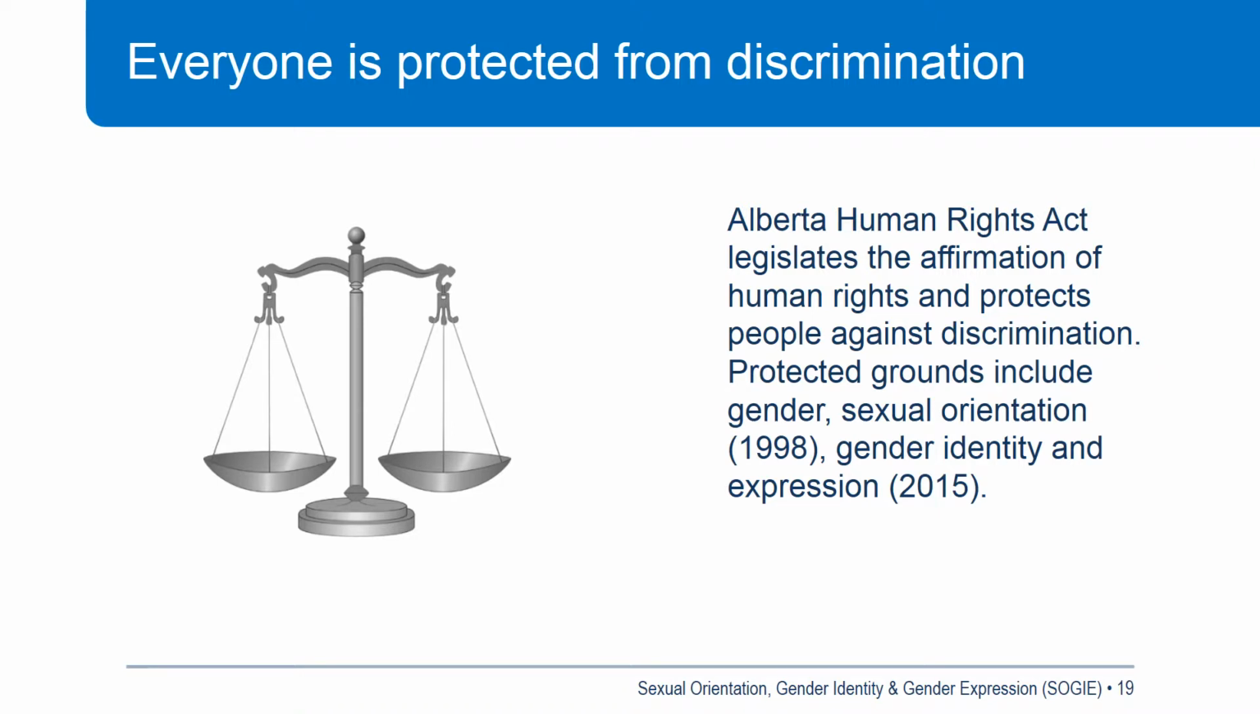It's important to acknowledge our bias because everyone is protected from discrimination by the Alberta Human Rights Act and by federal acts as well. Folks are protected from discrimination based around gender, sexual orientation, gender identity, and expression. And this legislation exists to protect everyone from discrimination and ultimately from harm.